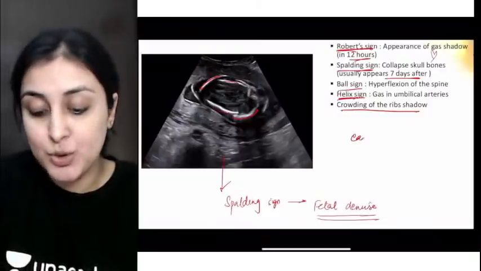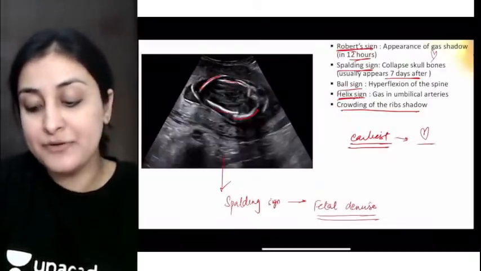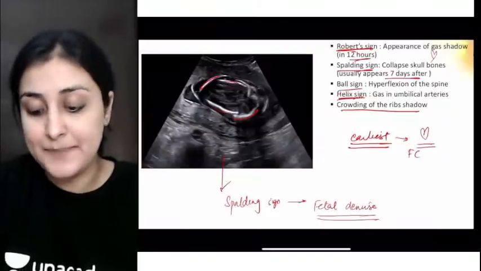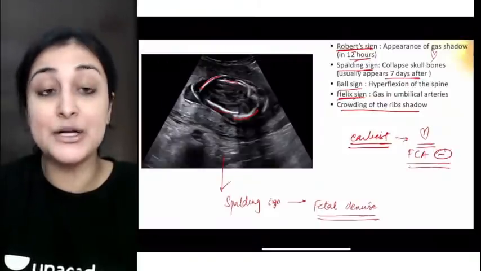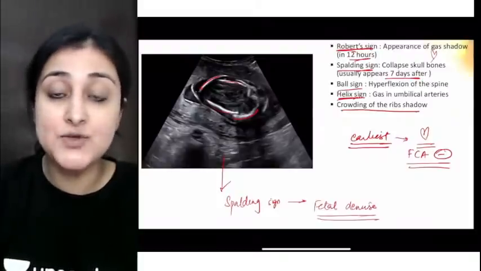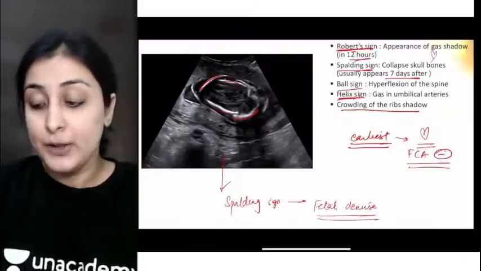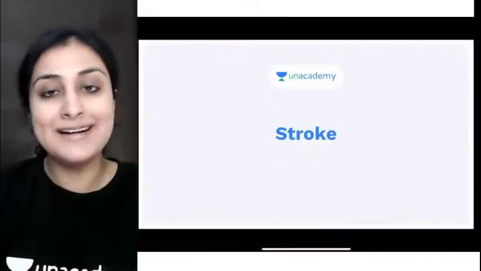If they do ask you, the earliest sign obviously will be picking up fetal cardiac activity being absent, right? So this is the earliest thing that you can pick up. Fetal movements are not there, fetal cardiac activity is not there. That is the earliest sign. All of these signs are very late. Okay, so this is about fetal demise.